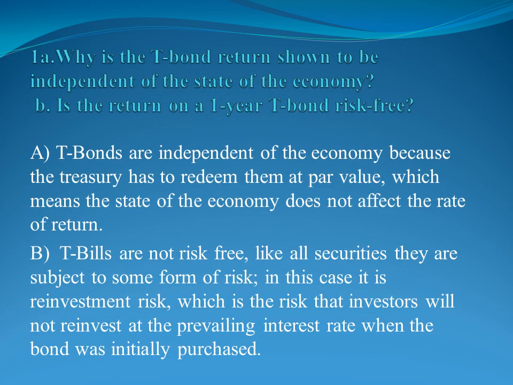Why is the T-bond return shown to be independent of the state of the economy, and is the return on a one-year T-bond risk-free? T-bonds are independent of the economy because the Treasury has to redeem the T-bonds at par value, which means regardless of the state of the economy, they're not affected by the rate of return. T-bills are not risk-free. Like all securities, they are subject to some form of risk. In the case of T-bonds, it's reinvestment risk, which is a risk that investors will not reinvest at the prevailing interest rate when the bond was initially purchased.